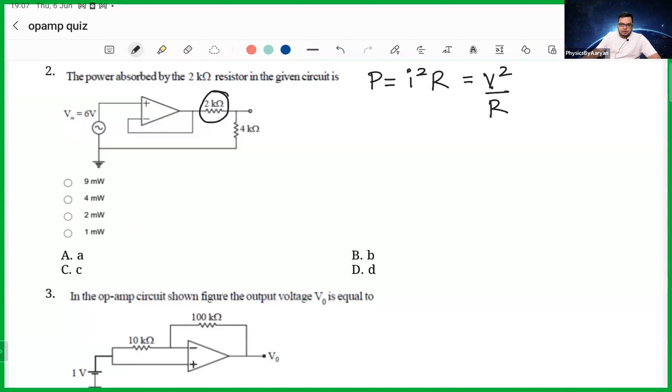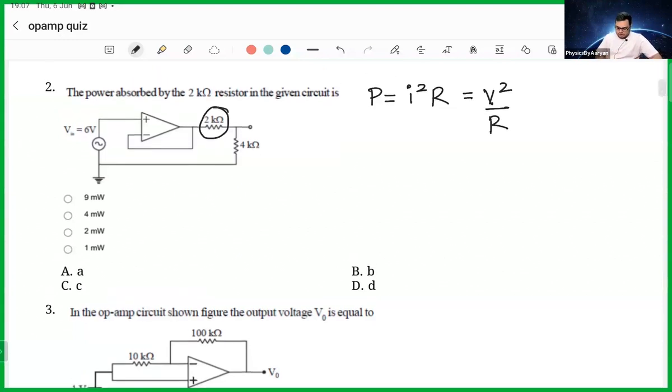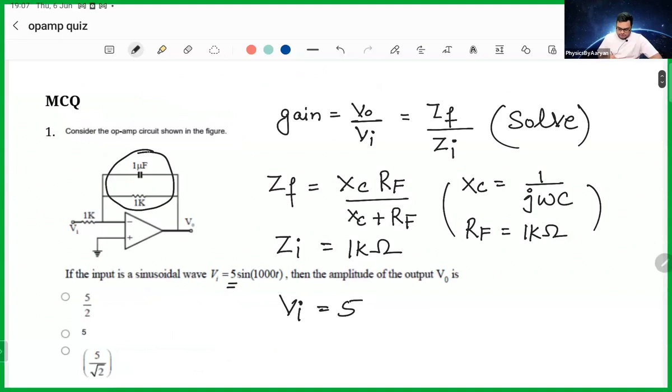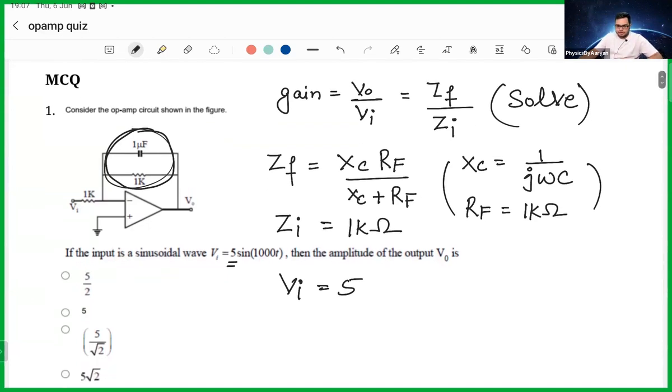Can't we use the integrator or differentiator formula directly in such a question, in question 1 or question 2? I think you are talking about 1, right? No, in 1 you don't have a pure integrator or differentiator, right? In 1 you have both, no? Capacitor and resistor both are there, so you need to find the gain in these questions. Yeah, if there was only one capacitor, then you could say it's a differentiator or an integrator.